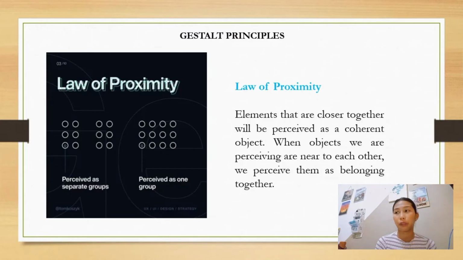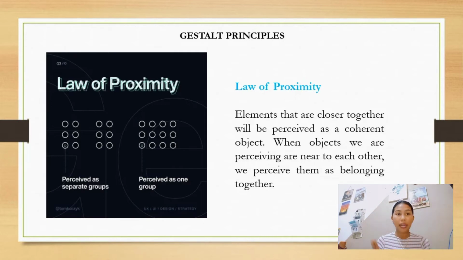Here we have the first example of the Gestalt principles, the law of proximity. So elements that are closer together will be perceived as a coherent object. When objects we are perceiving are near to each other, we perceive them as belonging together. So try to see the picture. One of the original Gestalt principles, the law of proximity, claims that things closer to each other appear more related than things farther apart.